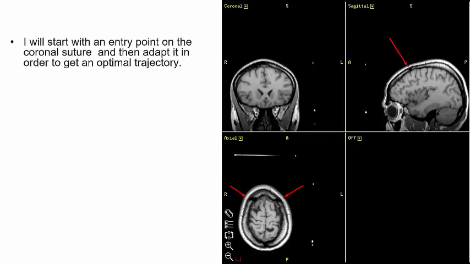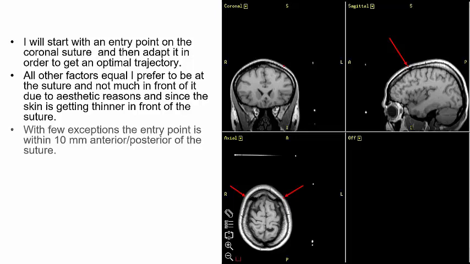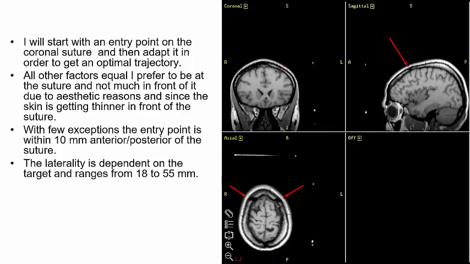When I am planning the trajectory, I will start with an entry point on the coronal suture and then adapt it in order to get an optimal trajectory. All other factors equal, I prefer to be at the suture and not much in front of it, due to aesthetic reasons and since the skin is getting thinner in front of the suture. With few exceptions, the entry point is within 10 mm anterior or posterior of the suture. The laterality is dependent on the target and ranges from 18 to 55 mm. And keeping the entry point within this area is advisable.